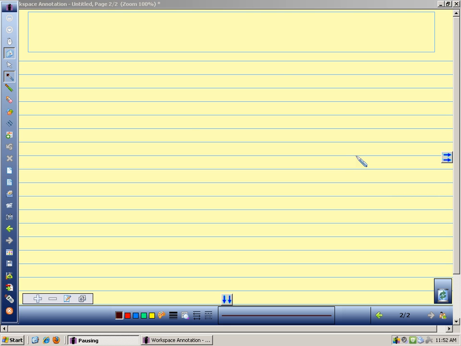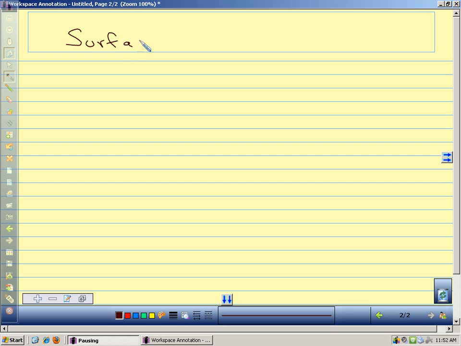So now that we know what the height is, how to find the height, now we can talk about our formula. So our surface area.